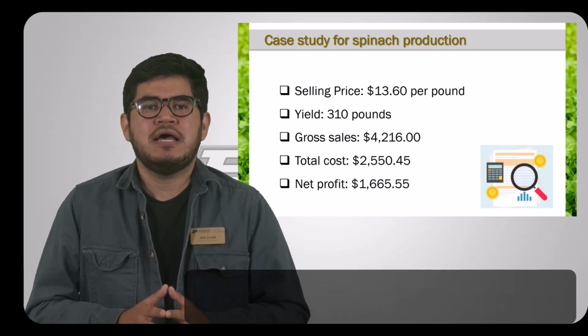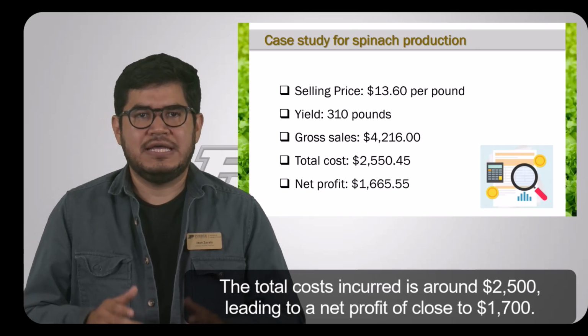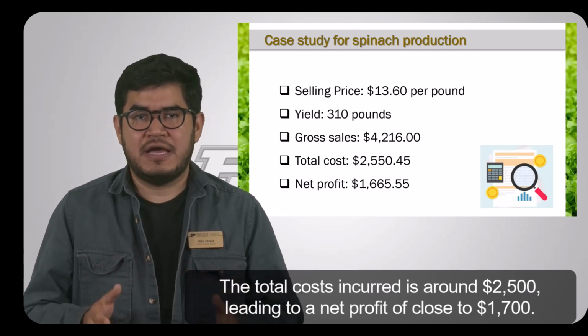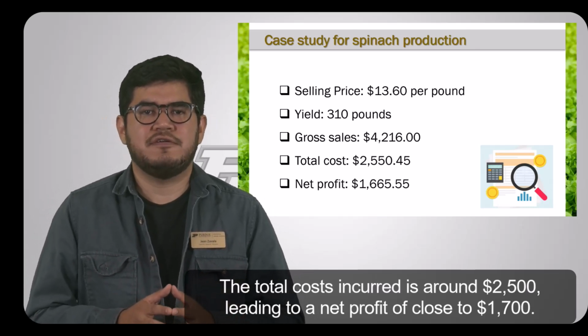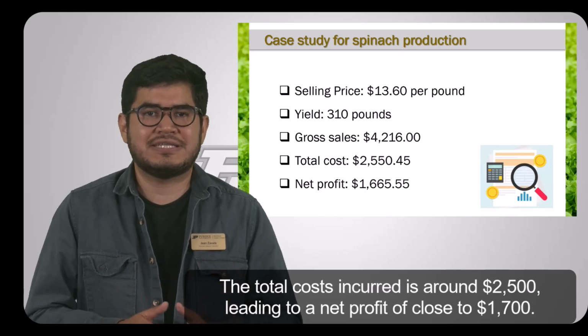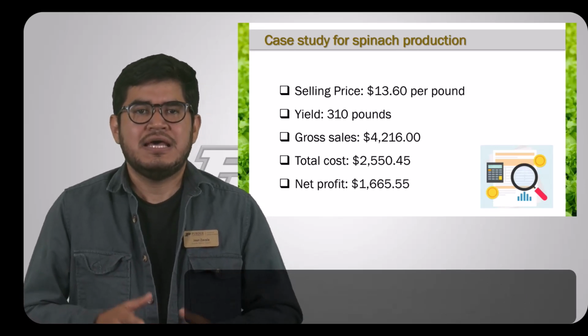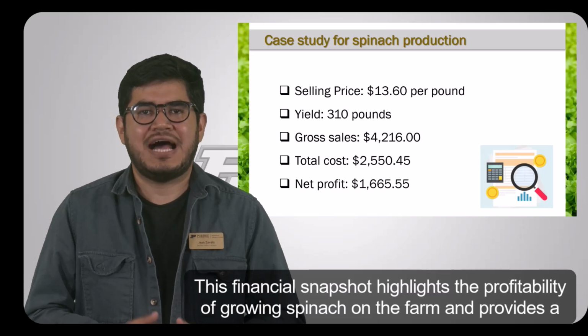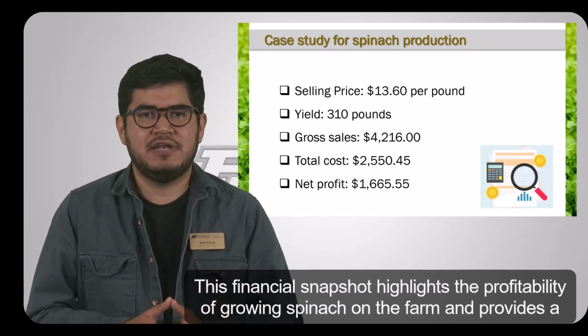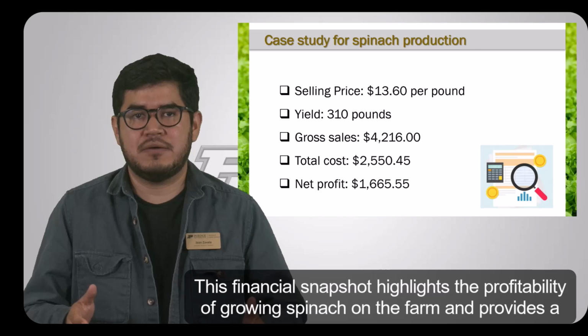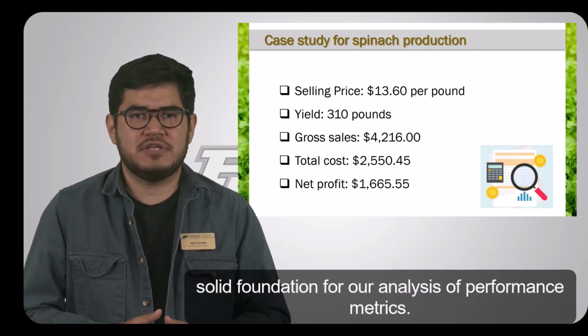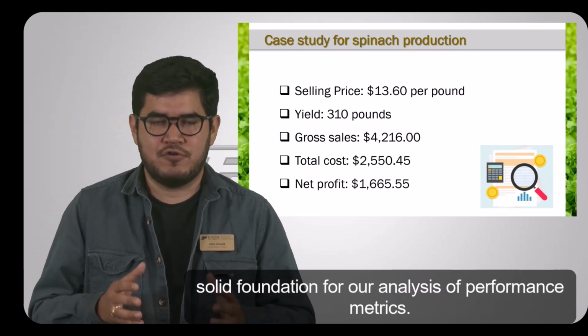$4,216. The total cost incurred is around $2,500, leading to a net profit of close to $1,700. This financial snapshot highlights the profitability of growing spinach on the farm and provides a solid foundation for our analysis of performance metrics.